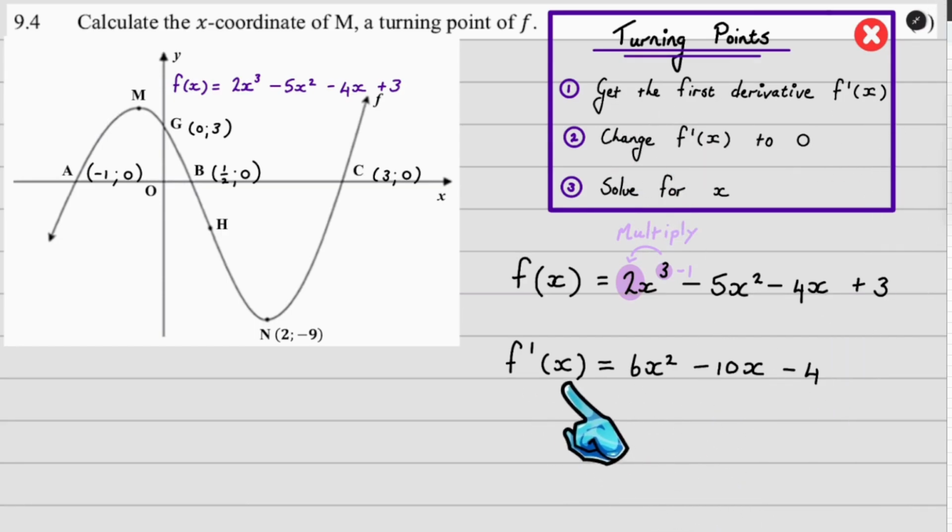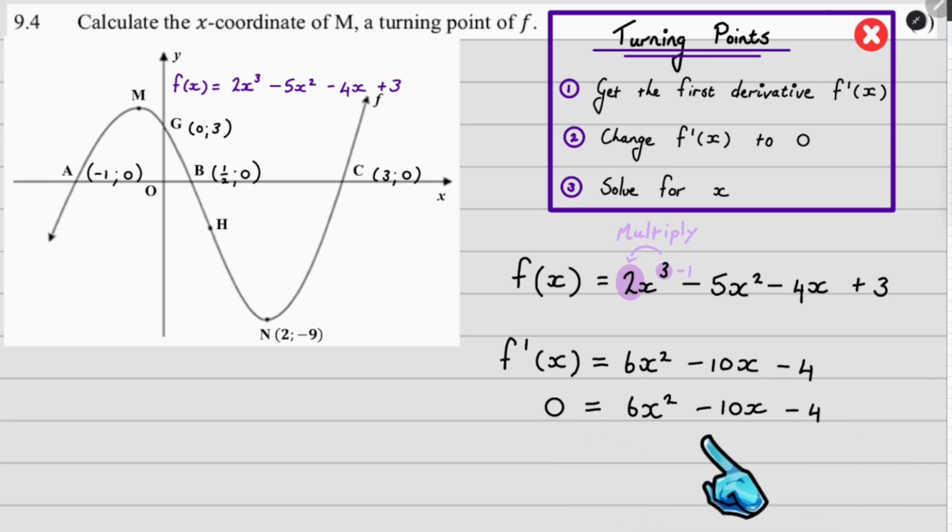Okay. Now we're going to change f dash x to 0. Okay, and once we do that, we can start solving for x. So I smell a common factor of 2 here. Yes, something's cooking in the kitchen there, boss. Alright, so let's divide everything by 2 to get rid of that common factor. And once I've done that, this thing is ready to be factorized.